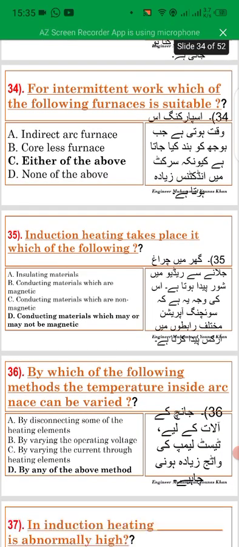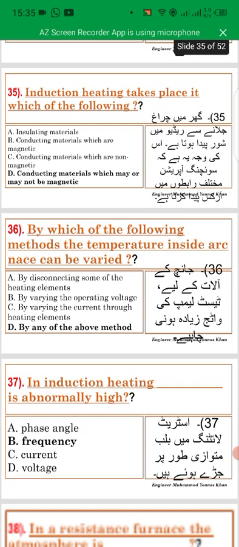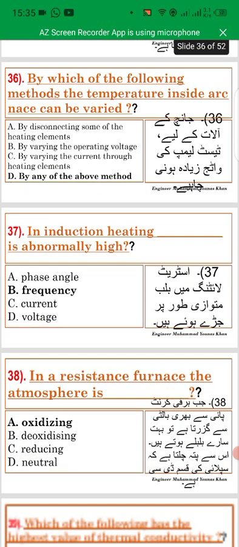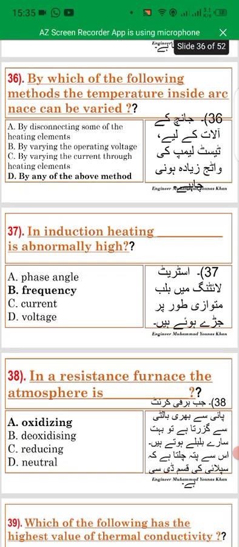For intermittent work, which of the following furnaces is suitable? Indirect arc furnace, coreless furnace. Induction heating takes place in which of the following? Conducting material, which may or may not be magnetic. By which of the following methods can temperature inside a furnace be varied? By disconnecting some of the heating elements, by varying the operating voltage, by varying the current through the heating element.